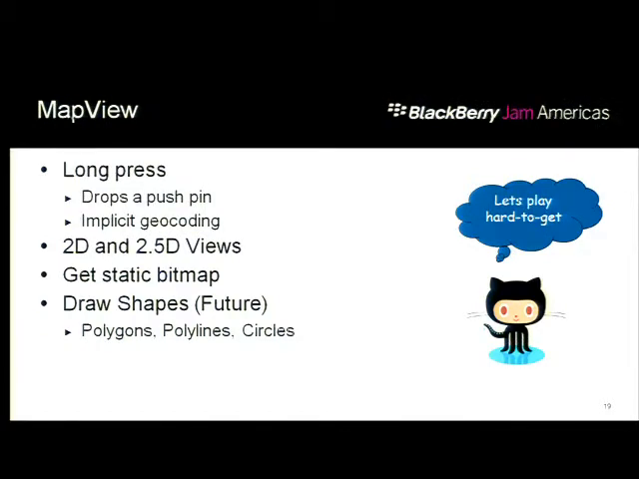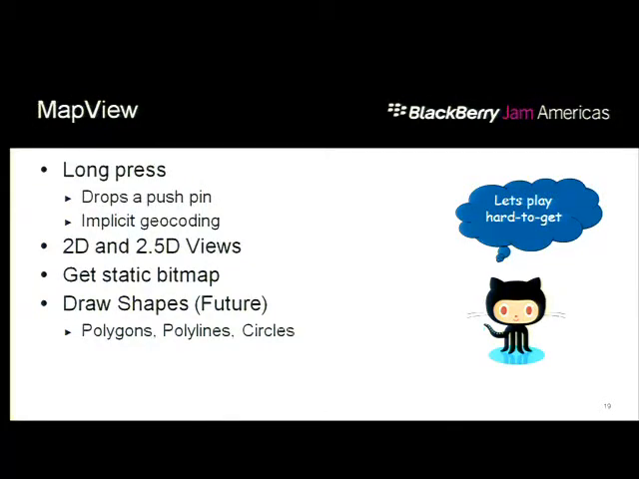We're also going to support both 2D and 2.5D views of the map view. And there's also a convenient API to get a static bitmap of a location with a bounding box. So for getting the static bitmap, you don't really have to use the map view on your UI. You just call the API and provide a location. It's going to get you a static bitmap of what's around that.